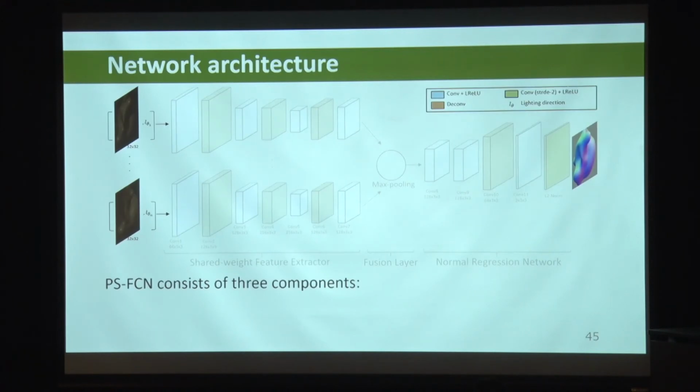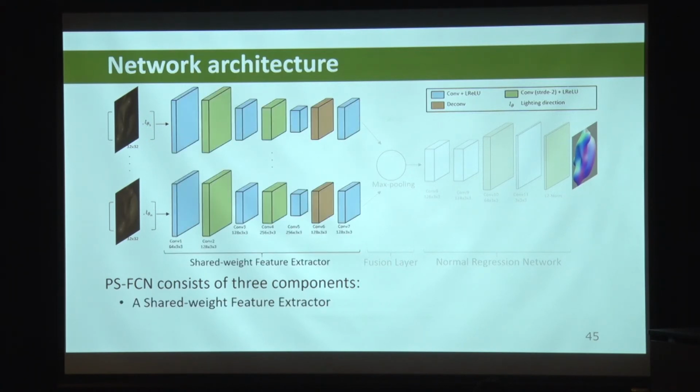And this is how they deal with it. It has 3 components. You have different branches, equivalent to the number of lighting conditions you have. For each image with attached lighting, you go through another network in a concurrent manner. They have a shared-weight feature extractor just to extract some representations.